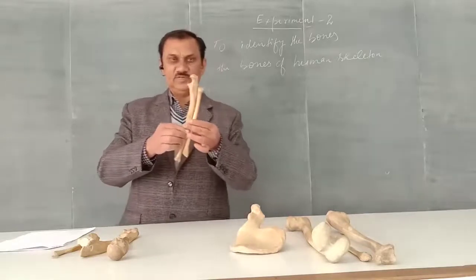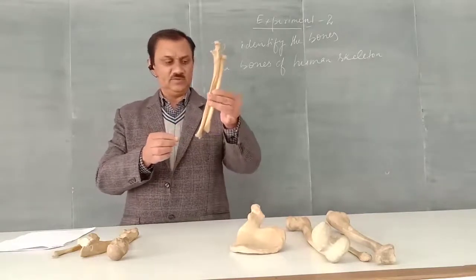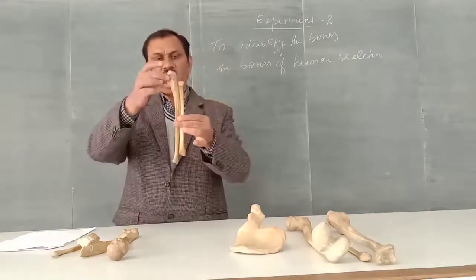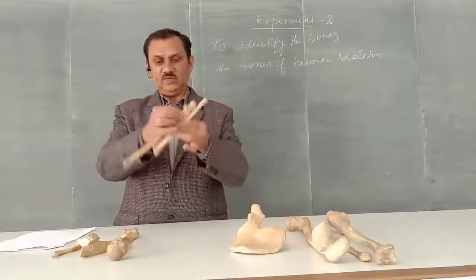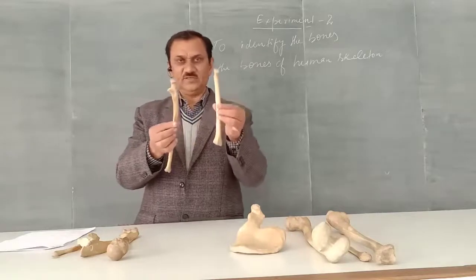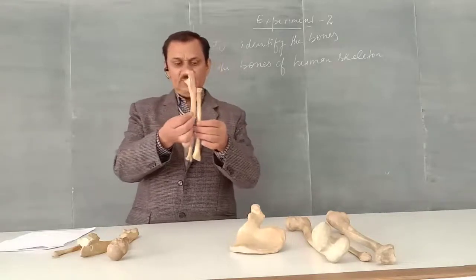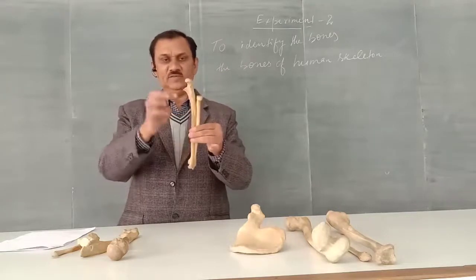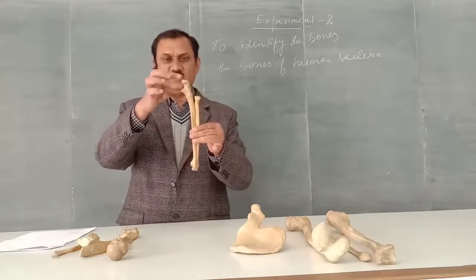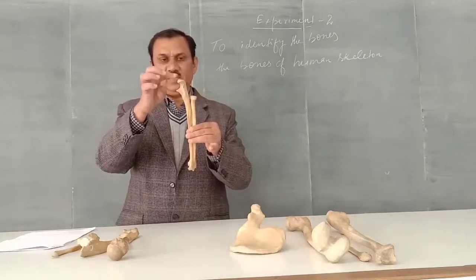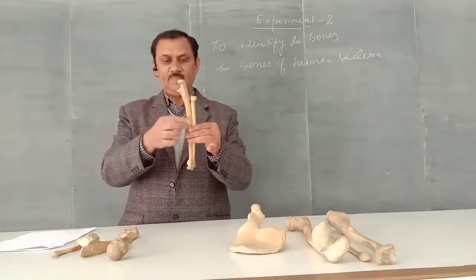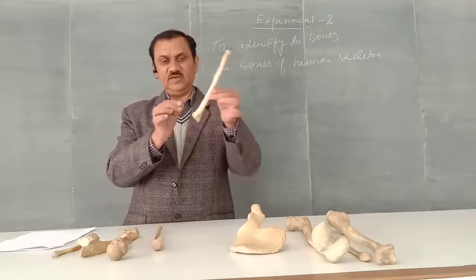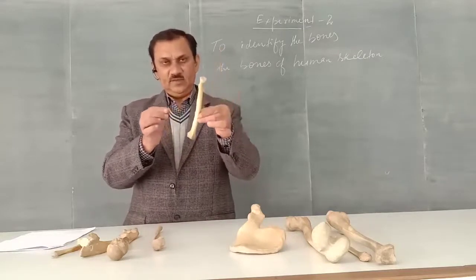These two bones which are present in my hand actually are the bones of the forearm. One is longer, which is called the ulna. The other one is short, which is called the radius. The ulna can be identified by the presence of this olecranon process that makes the eminence of the elbow. The other bone, shorter than the ulna, is the radius. Okay.